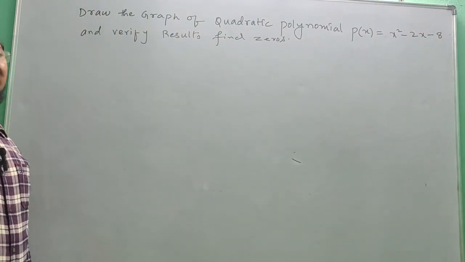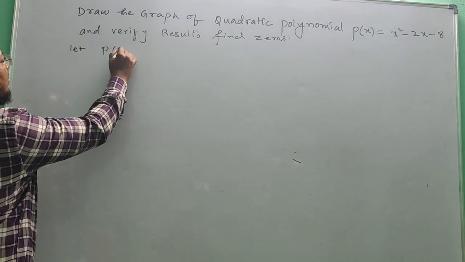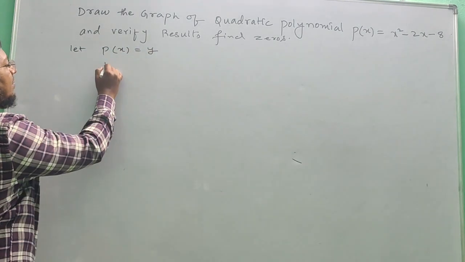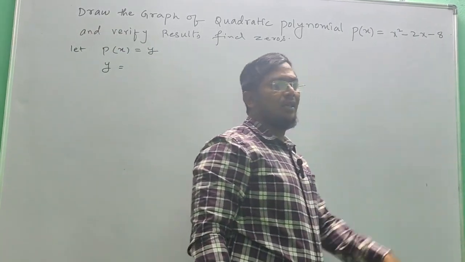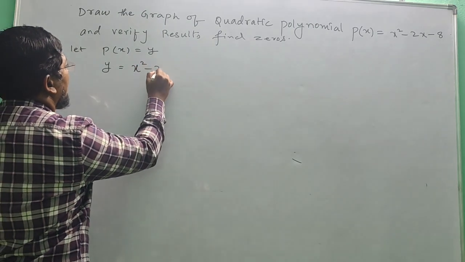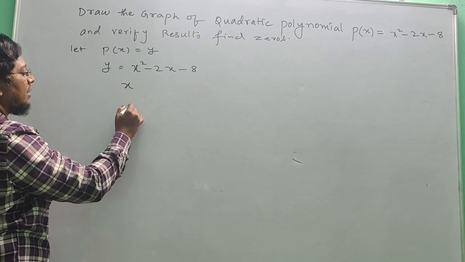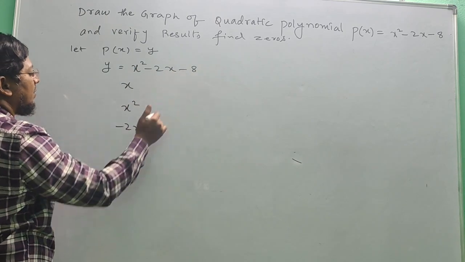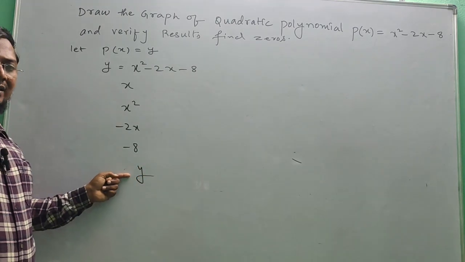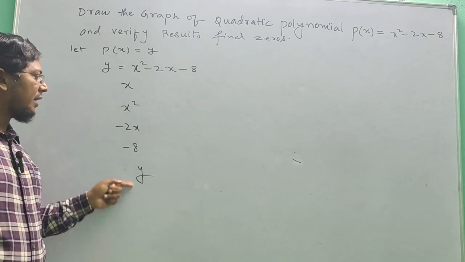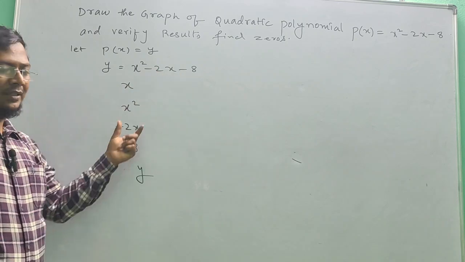Step 1, same as before, we have to apply. Suppose p of x is equal to y. P of x is given as x square minus 2x minus 8. We should write here x square minus 2x minus 8. The first column is x, the second is x square, next is minus 2x, then minus 8, and the last is y. So we start from x and end with y, and the middle values are the terms of the equation x square minus 2x minus 8.